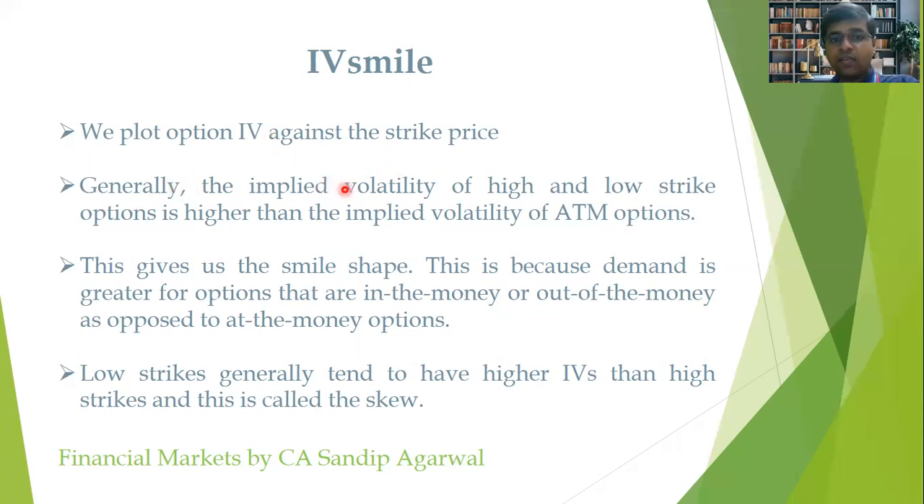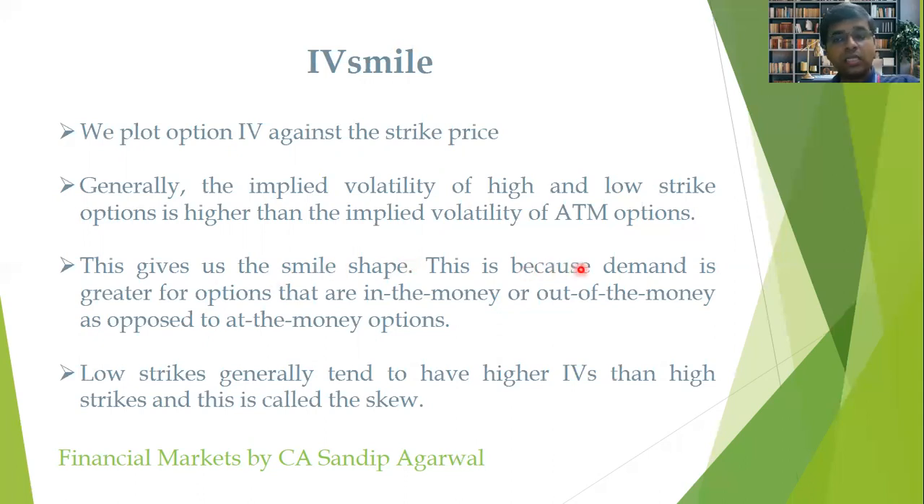So generally the IV, which is the implied volatility, of the high and the low strike options is higher than the implied volatility of the ATM option. It means that if the IV of the ATM call option is say 21, then the implied volatility of the in the money call options, like 17,200, 17,100, 17,000, or the out of the money call options, which are 17,400, 500, 600 and above, will be higher as compared to the at the money call option IV at 17,300. And similar is the case for the put option. This will give us the smile shape. I will show you with the help of an example.